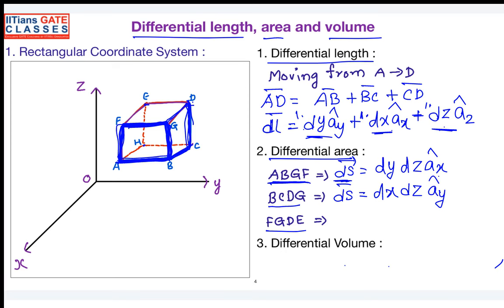The next thing, F, G, D, E. Please consider this surface and write down the change in surface area. F to G you are moving, so there is a change in y. And G to D, there is a change in x. So there is a change in x and y, and Z is a constant. That represents a Z cap.